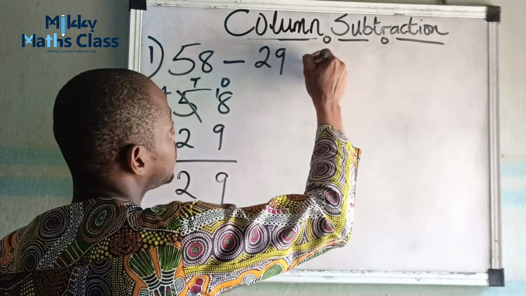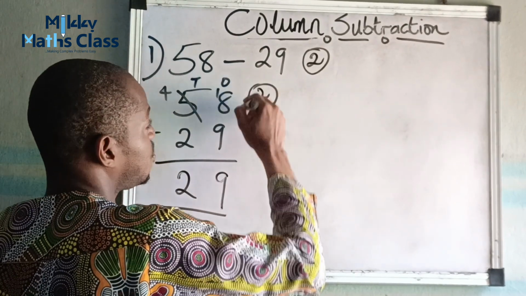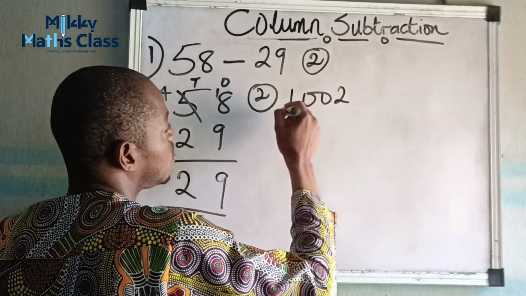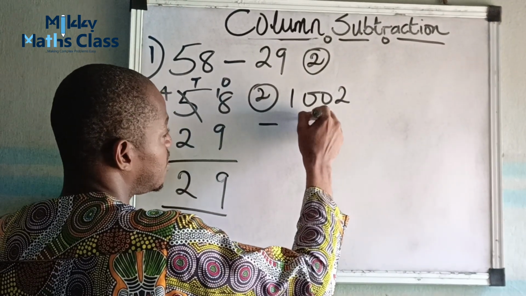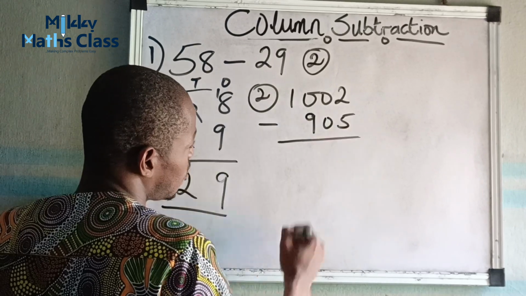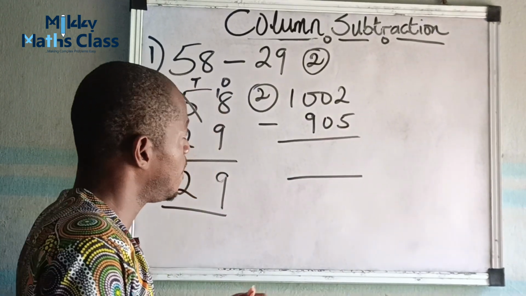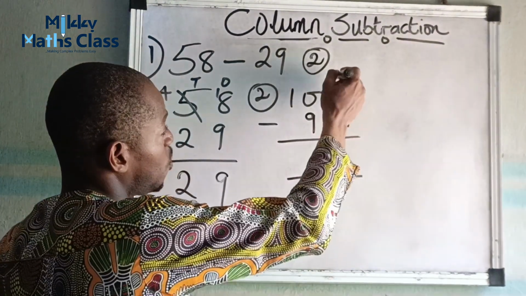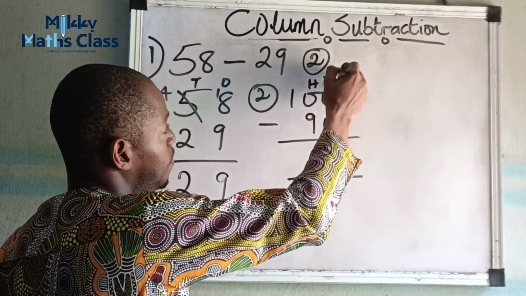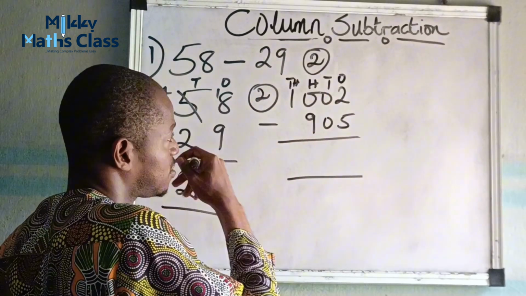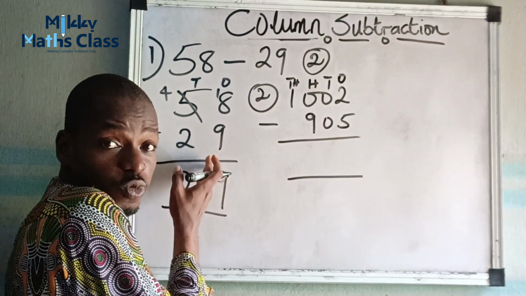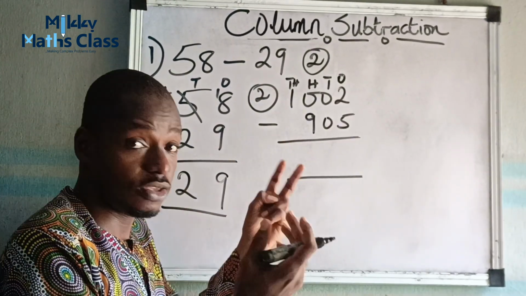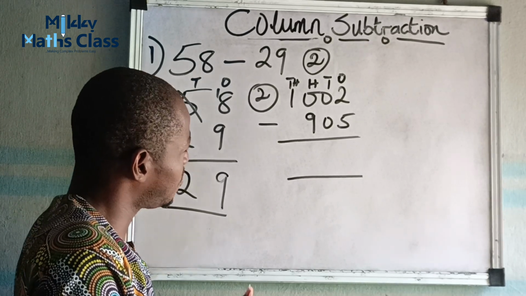Let's take another example. You can have something like this: 1002 minus 905. Okay, it looks a bit complicated, but it's not complicated. Let's look at it. Now, look at this kind of question, some students fail. This is the ones part, this is the tens, this is the hundreds, and this is the 1000 part. The same methodology I used here, that's what I'm going to apply here. This is 2. Is it possible for me to take away 5 from 2? It's not possible. Now, here lies the problem.